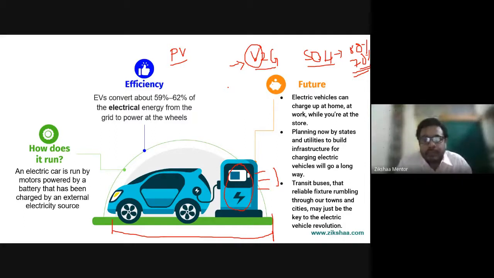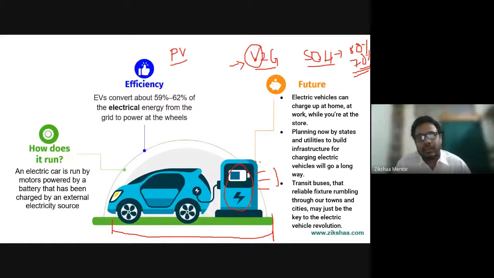And coming to the other futures of electric vehicles, we can plan for the states and utilities to build an infrastructure so that the charging of electric vehicles can fit in, because whether you like it or not, charging an electric vehicle will take a lot of electric energy from the grid. It is a huge load in comparison. Your grid needs to be equipped to handle the load.